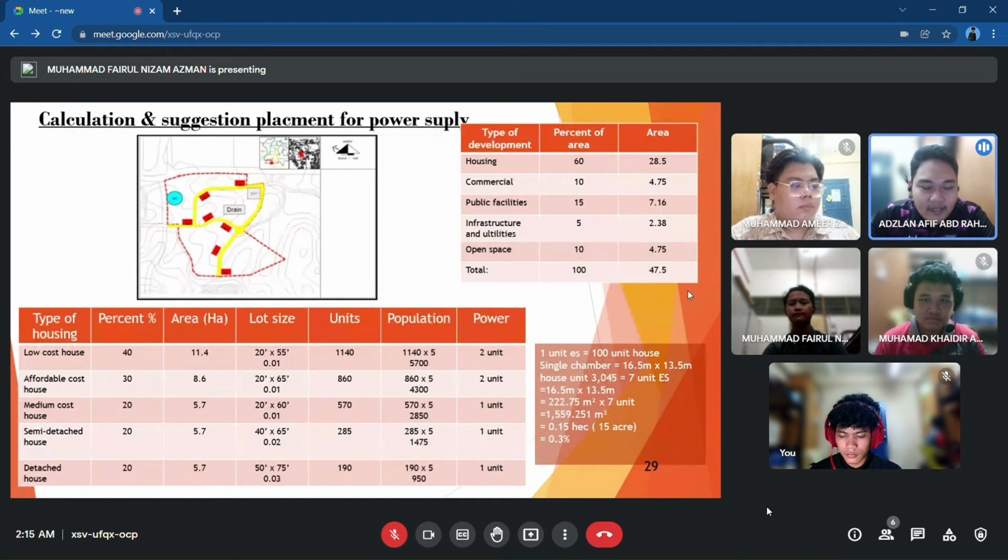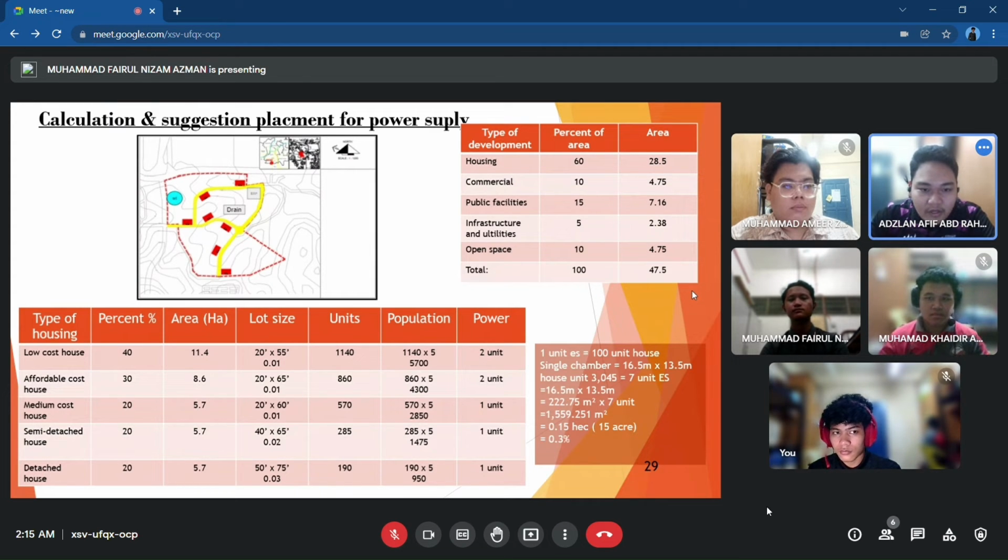Next slide, we show the calculation and the standardization placement for our power supply. Here is the calculation for low cost, affordable cost, medium cost, semi-detached, and detached housing, and also for the other public facilities, commercial infrastructure and facilities, and open space.